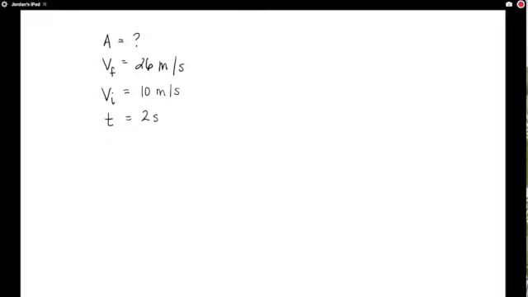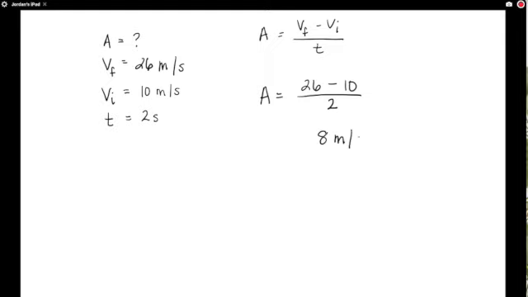Now we're just going to use the formula A equals VF minus VI all over T. If we plug in what we know, VF is 26 minus our VI, 10, all over our time of 2. Whenever we plug this into the calculator, we should get 8. And then the units, like I said in the notes, are meters per second squared. So 8 meters per second squared.